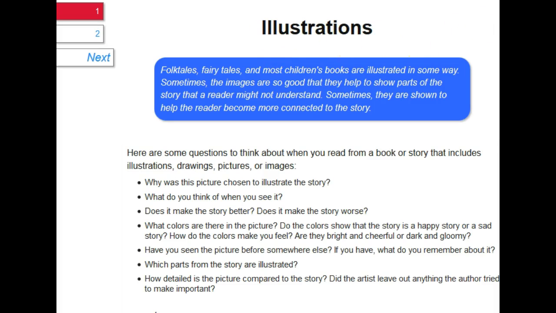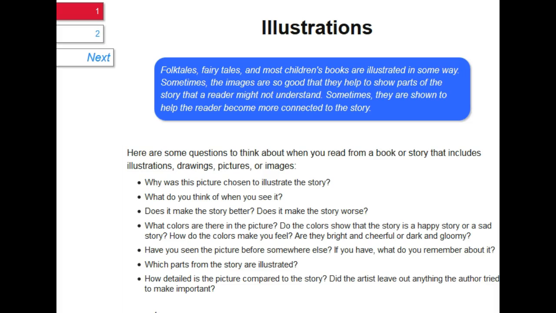Folk tales, fairy tales, and most children's books are illustrated in some way. Sometimes the images are so good that they help to show parts of the story that a reader might not understand. Sometimes they are shown to help the reader become more connected to the story. Here are some questions to think about when you read from a book or story that includes illustrations, drawings, pictures, or images. Why was this picture chosen to illustrate the story?